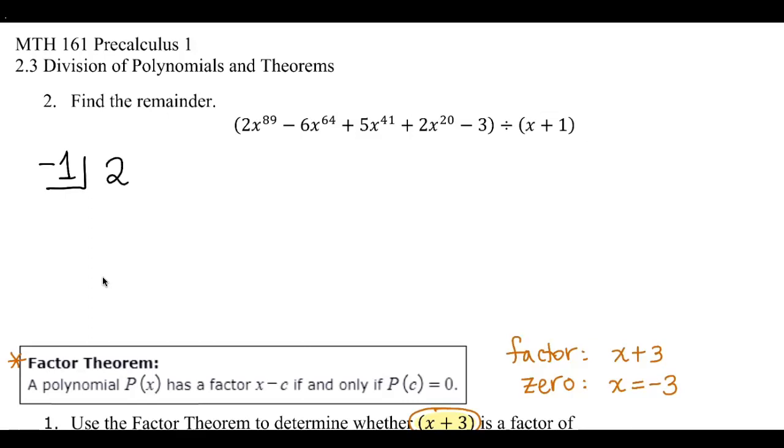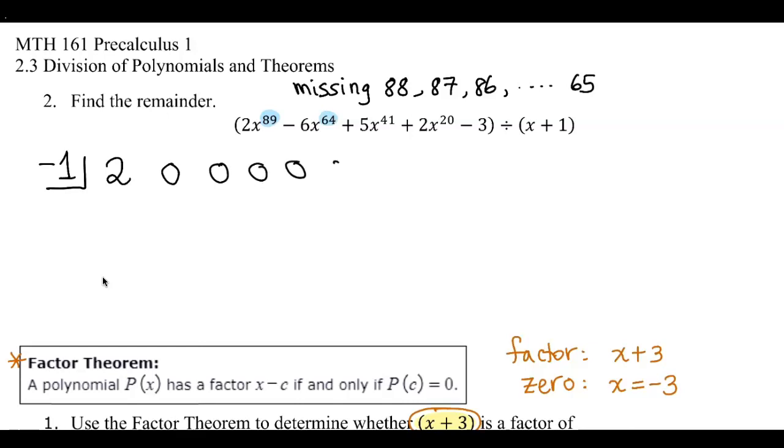I'll write down 2. But notice after 89, I am missing 88, 87, 86, all the way down to 65, and then the next one is 64. So not only do I have to put so many of these zeros, setting up a synthetic division or long division for an 89th degree polynomial will require us to write 90 different numbers or 90 different terms when we set up those divisions. It's not going to work. It's too much.